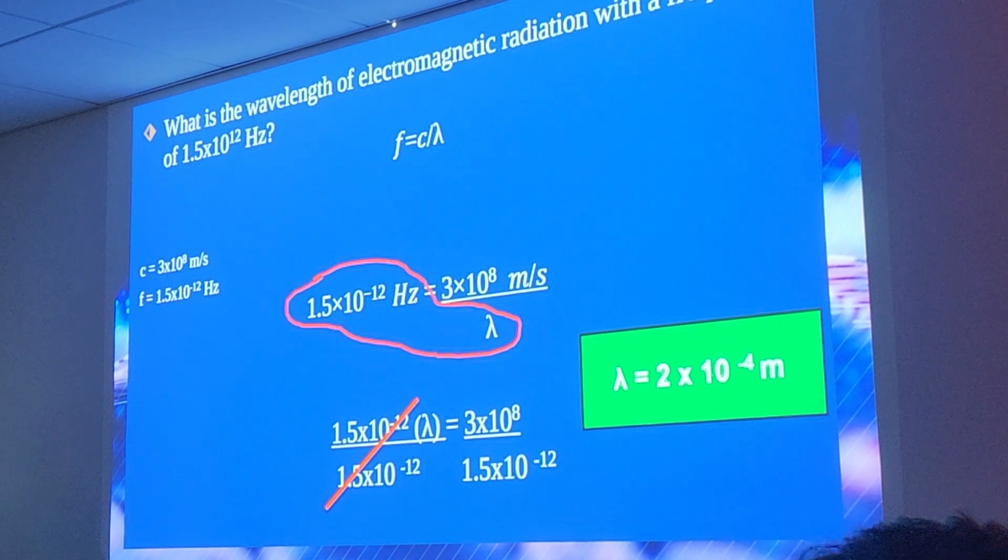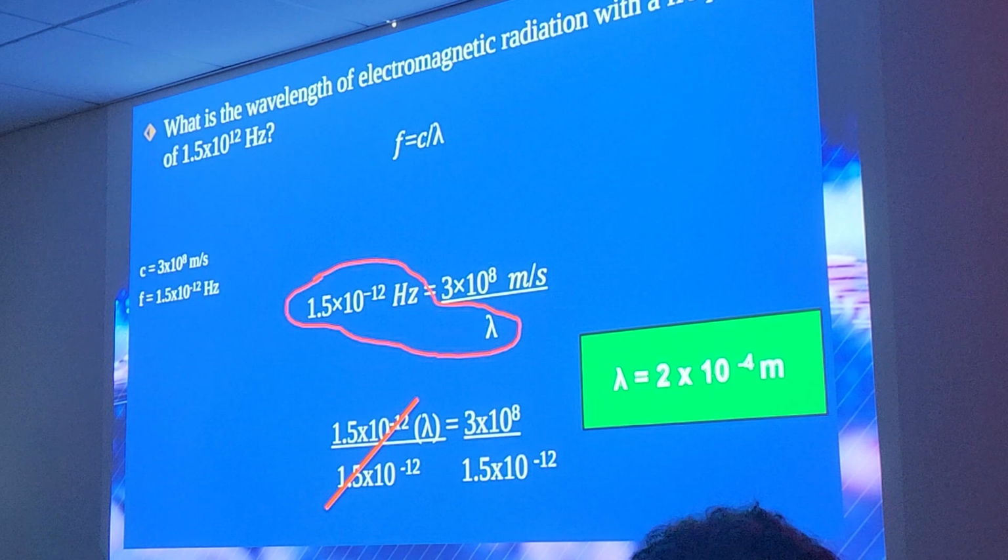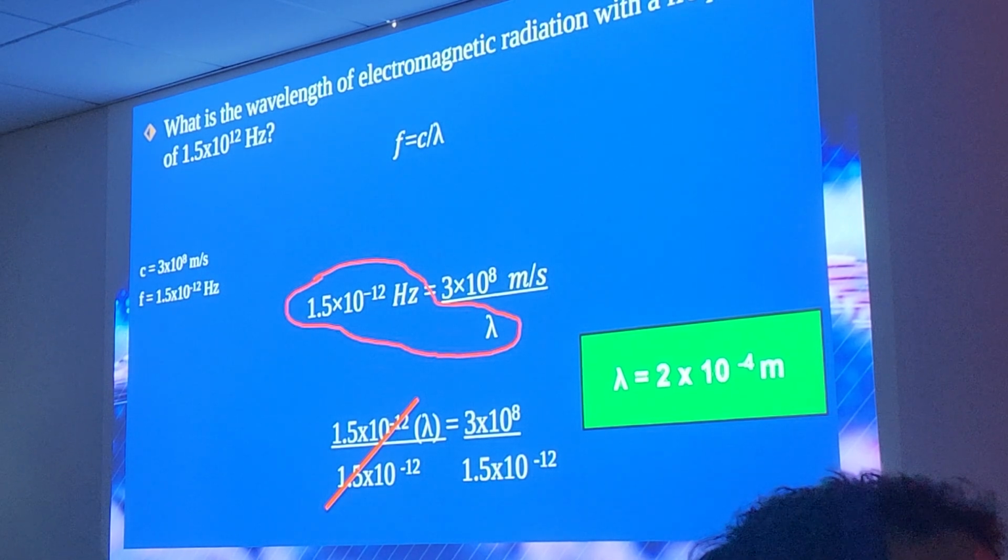30 million divided by 0.000000015. Does that make sense? 1.5 into 2 is 3, right? Yes, ma'am, 1.5 into 2 is 3. It is 2, sorry, ma'am. I don't know what I was thinking. Okay, so 3 divided by 1.5 is 2. But 1.5 divided into 2 is 3. Sorry, ma'am.